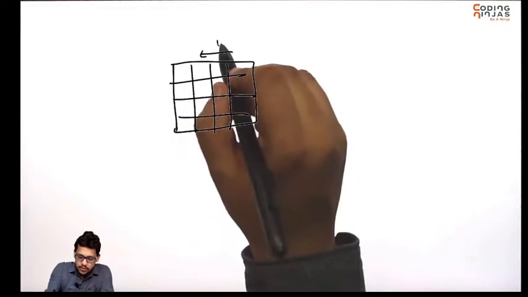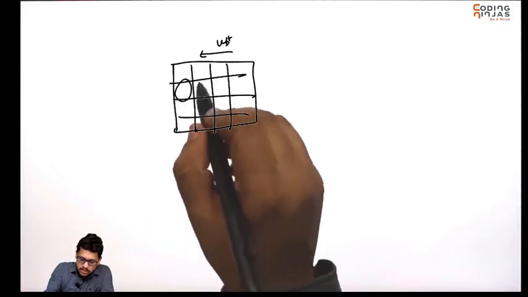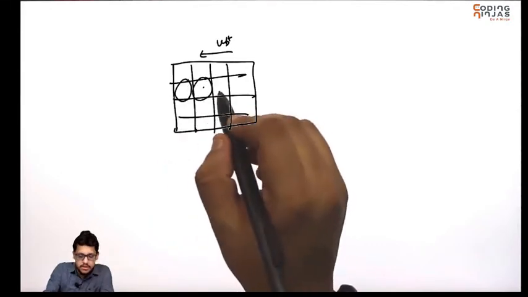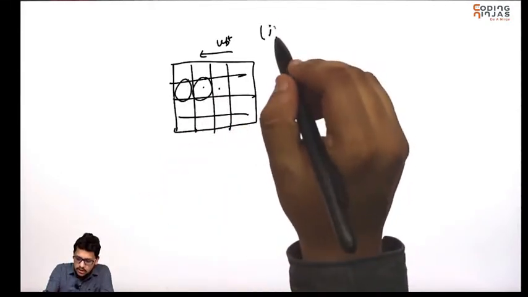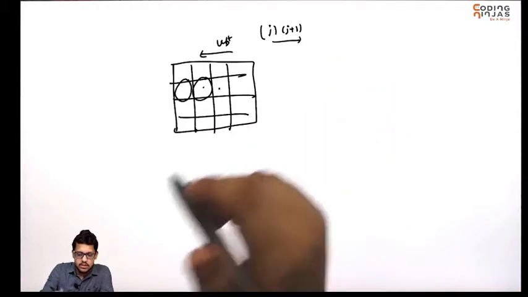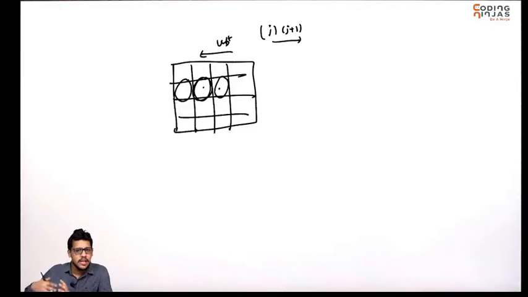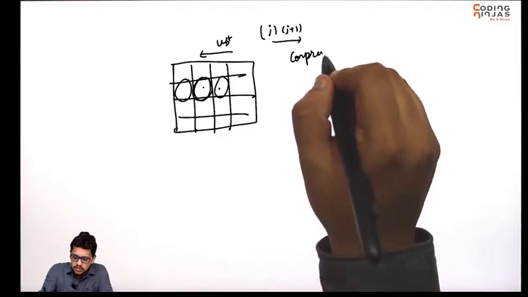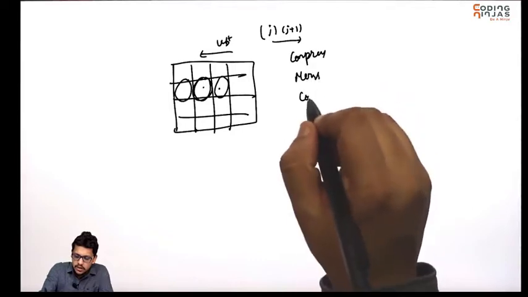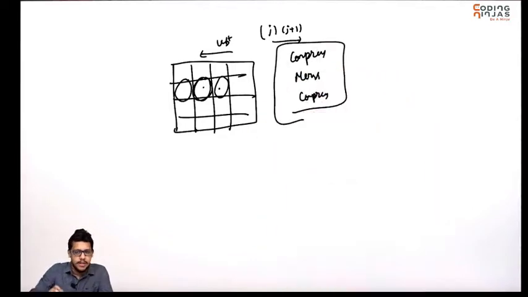If we are making a left move, then the jth was combining with jth plus 1. This jth was comparing with jth plus 1. So every jth was comparing with j plus 1. So in every row, every column was compared with the next element, right? And accordingly it gets merged or it gets shifted. So compress, merge, and then again compress were the moves happening in left movement.